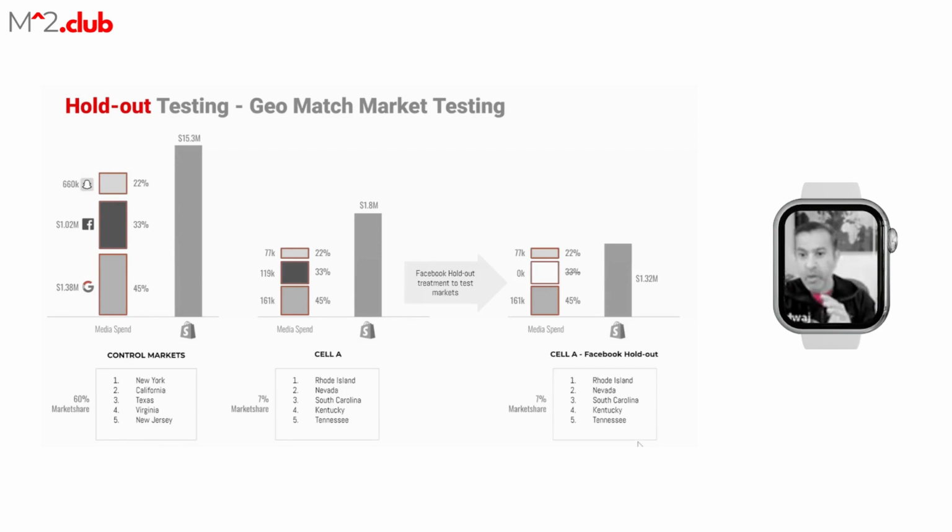And then what we do is we do a holdout treatment on this particular market. So we take out Facebook in this case. So 33% of the budget was Facebook. It goes to 0. So in these 5 markets, there's no Facebook support.